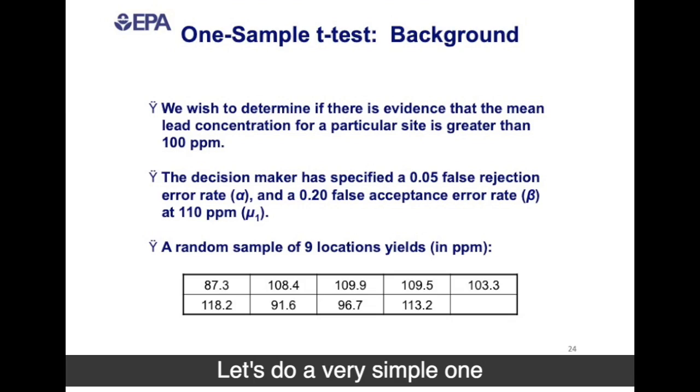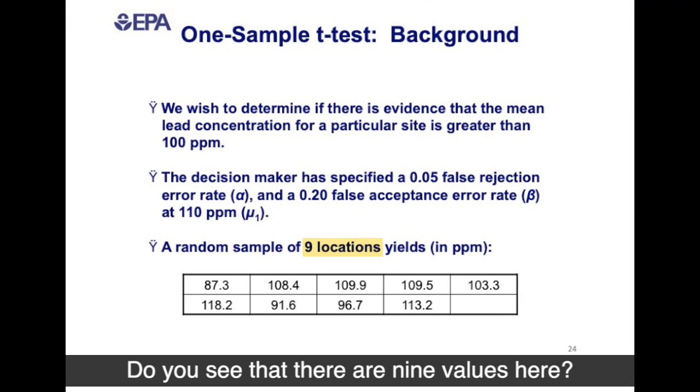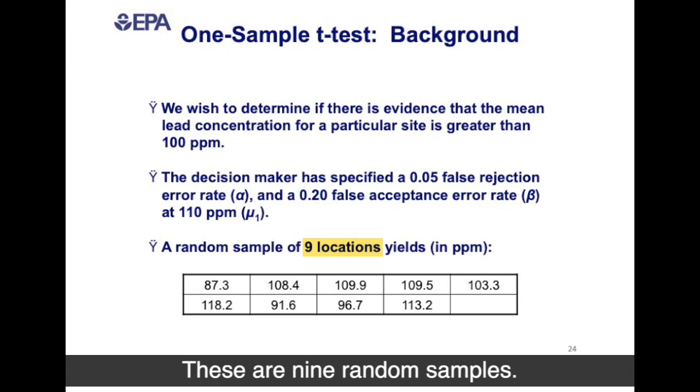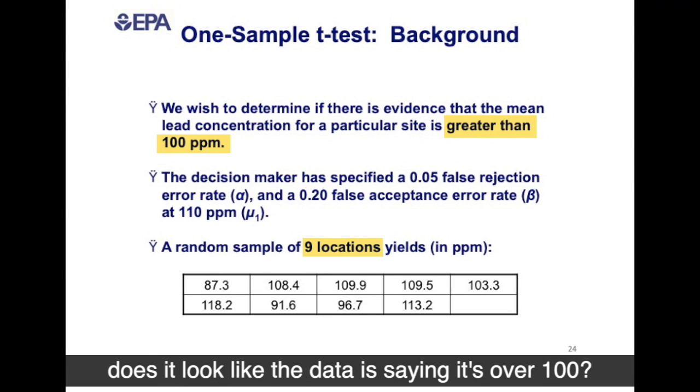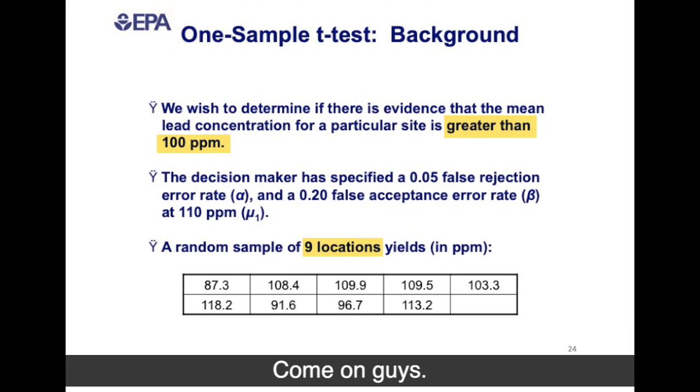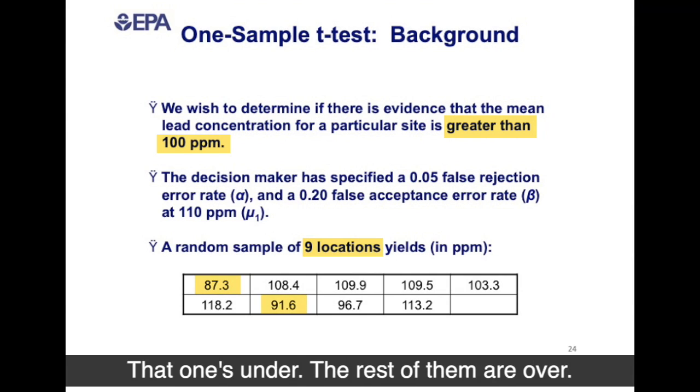Okay, let's see. Let's do a very simple one with very, very simple values. Do you see that there are 9 values here? There are 9 random samples. Is there evidence that the mean lead concentration from this site is greater than 100? Superficially, when you look at that data, does it look like the data is saying it's over 100? Yeah. That one's under, that one's under, that one's under. But the rest of them are over.